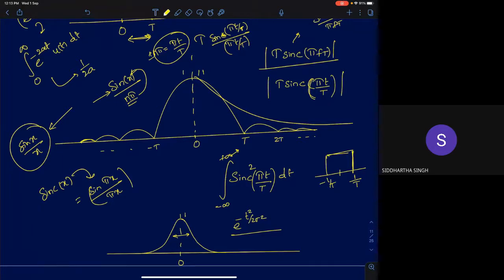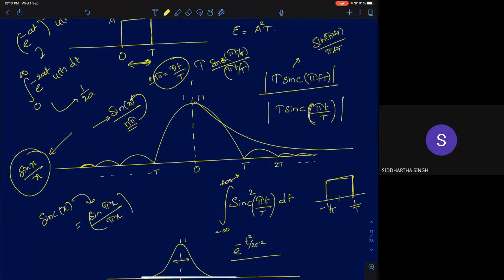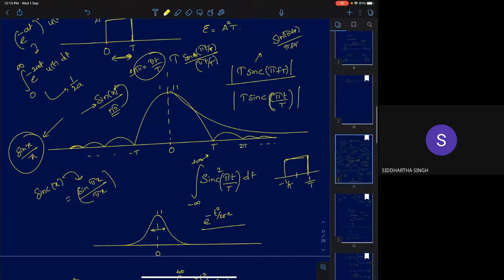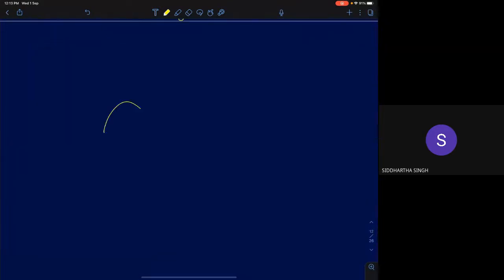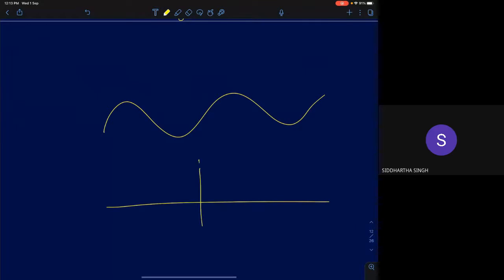So what is a sinc function? You can easily construct a sinc function. All you need is to take a sinusoid and multiply it with a function which looks like this, 1 by t. Multiply it by 1 by t on either side. 1 by t is a function which tends to 0 as t goes to infinity or minus infinity; I'm plotting mod of t.